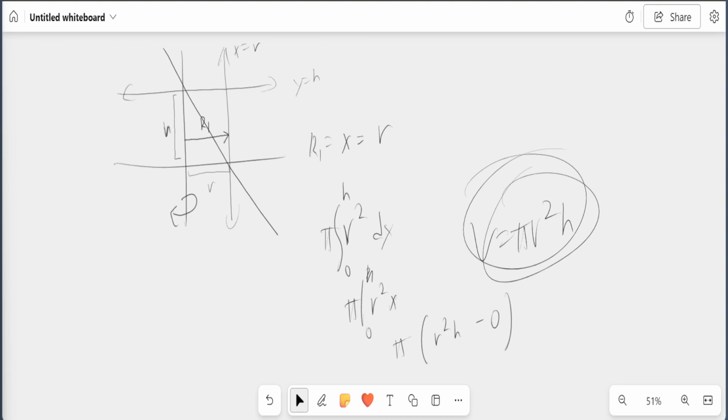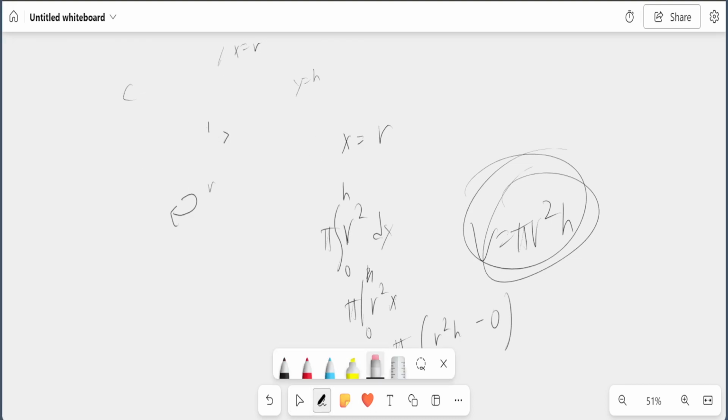Okay, does anyone want me to do volume of an ellipsoid? It's very similar, but okay. Does anyone want me to do volume or surface area of a sphere? Which one? Surface area of a sphere. Oh yeah, you're the one that wanted that. So let's do that. Surface area of sphere.